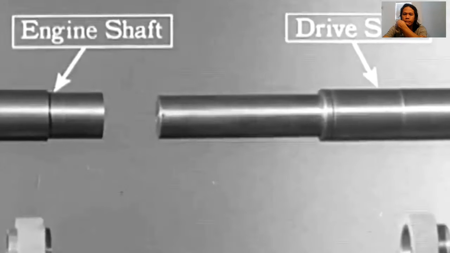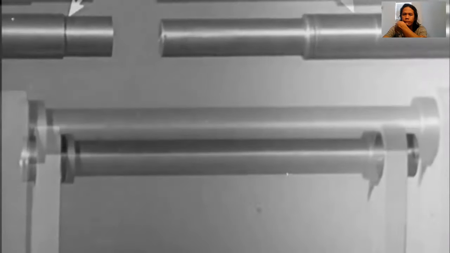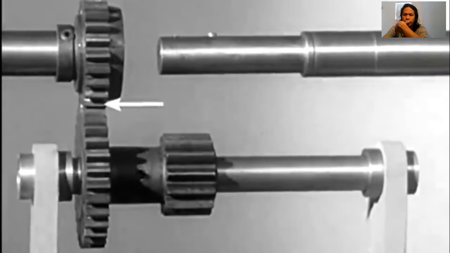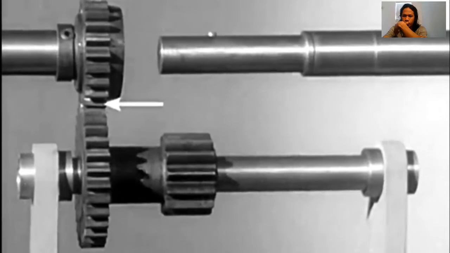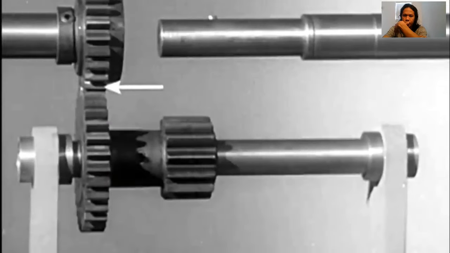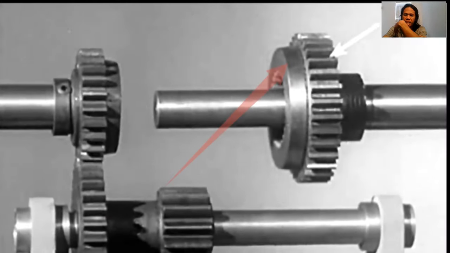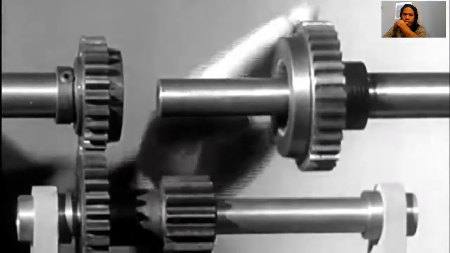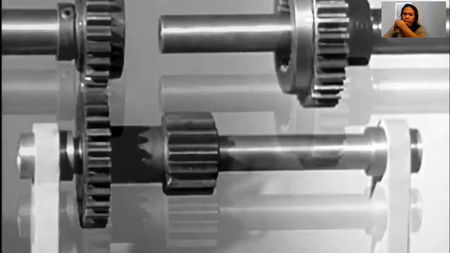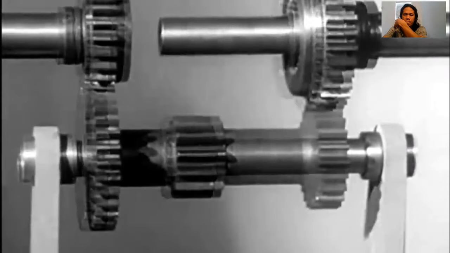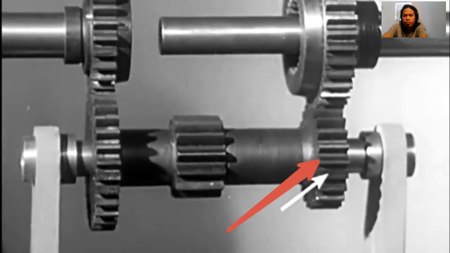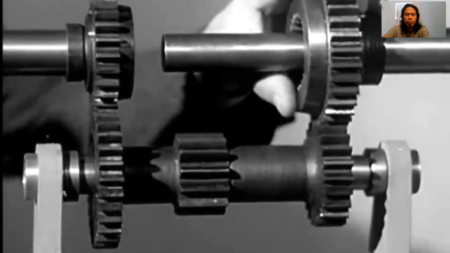To connect these two with gears, we'll need another shaft known as a counter shaft. These two gears carry the power from the engine shaft to the counter shaft and are always connected, or in mesh. This gear on the drive shaft going to the wheels is free to turn around the shaft. We'll put it in mesh with another gear on the counter shaft. These gears are always in mesh and keep turning while the engine is running.